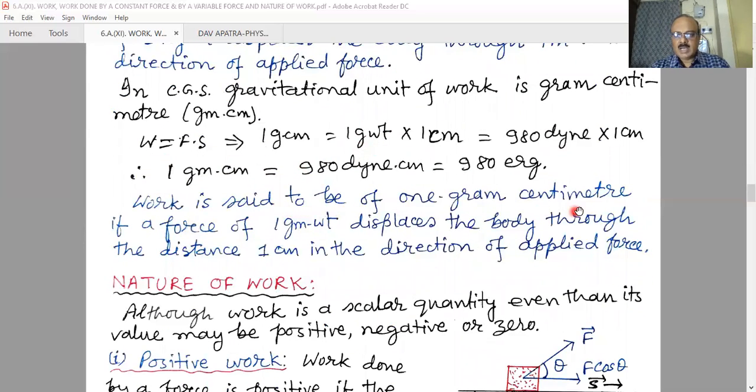Work is said to be 1 gram centimeter if a force of 1 gram weight displaces the body through a distance of 1 centimeter in the direction of the applied force. And similar definitions. So now we know there are different types of unit of work: absolute units in the SI system and CGS system, and gravitational units in the CGS system and MKS system.